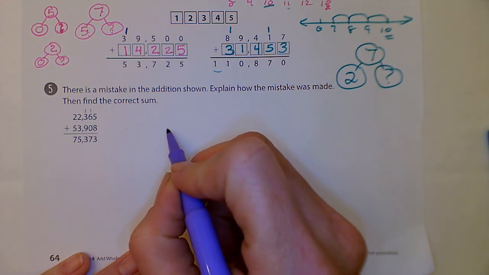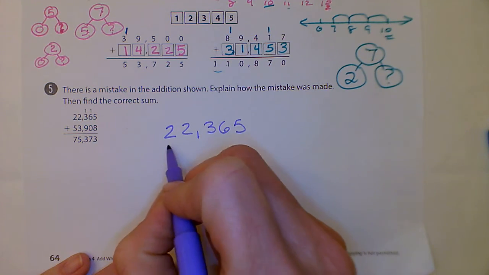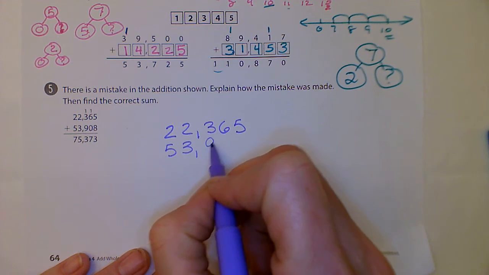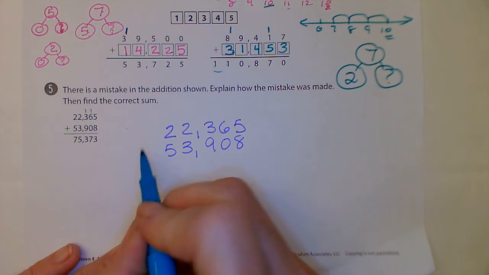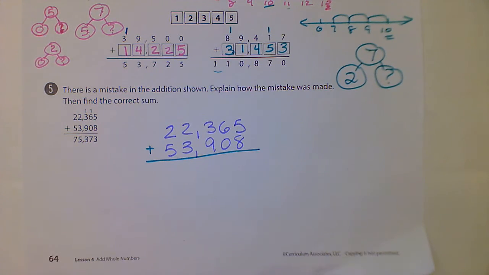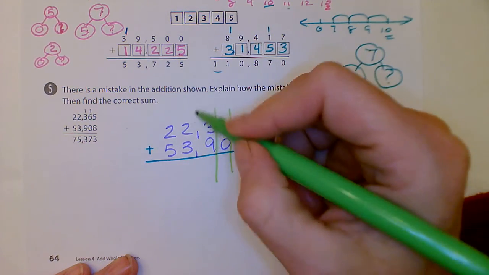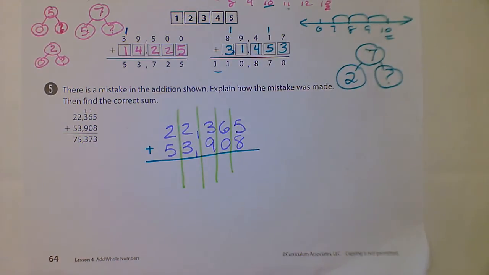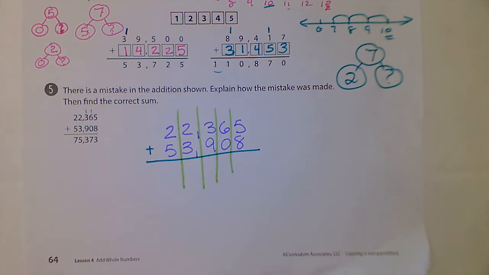So I'm going to copy down these numbers, 22,365 and 53,908. And just because I like it to have all different colors, there we go. I want to be really careful, so I'm going to go ahead and put in my lines. All right, so here we go. I'm going to check to see what is the right, and I'm not even looking at this. We're pretending this isn't there. It does not exist. Oh, that would be distracting.